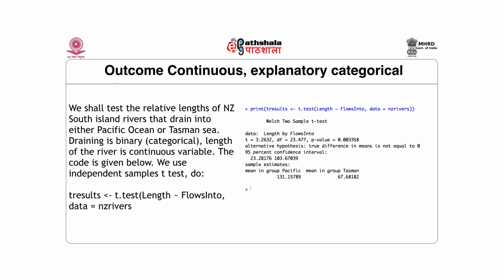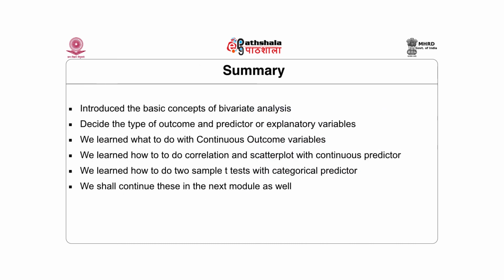So we decided to put together a t-test. And with this t-test, as you can see, we first indicate the outcome variable, the length, flows into as the categorical variable, and then we find out the t-test results. You can see that it produces the mean values, it produces a t statistic, and it gives you the p-values. So to sum up, we have just touched the basic surface area of what we would like to do with these sorts of variables, right?